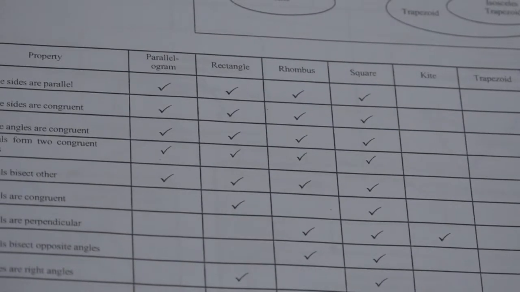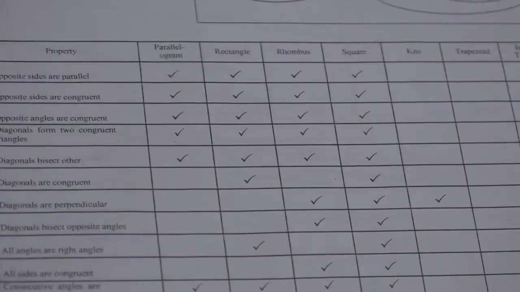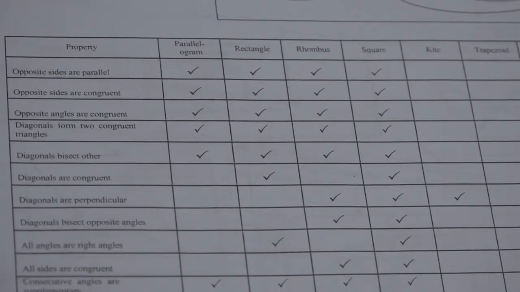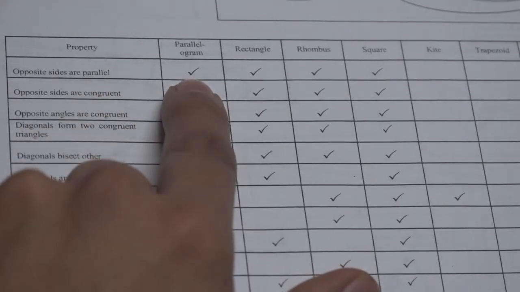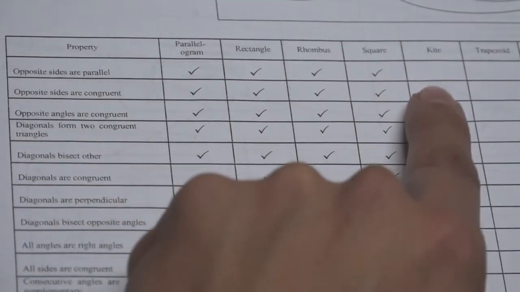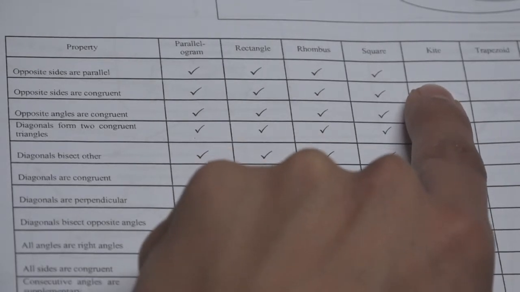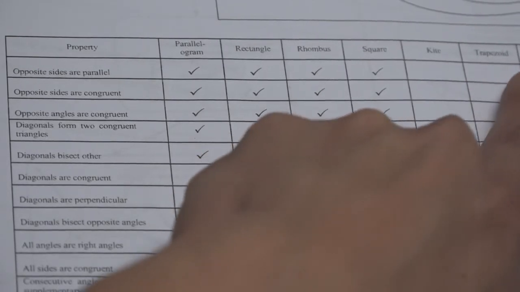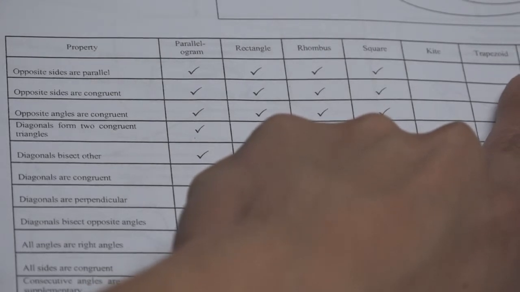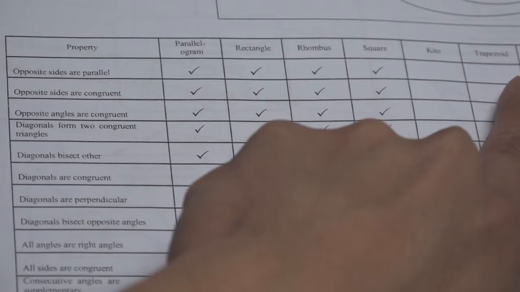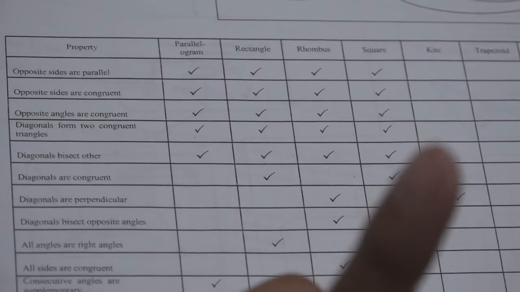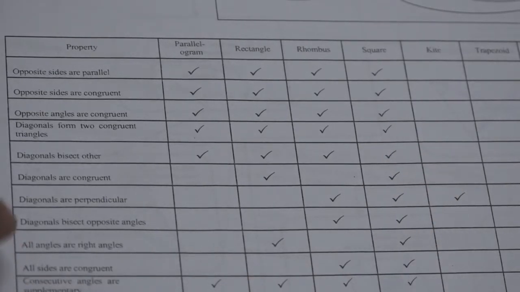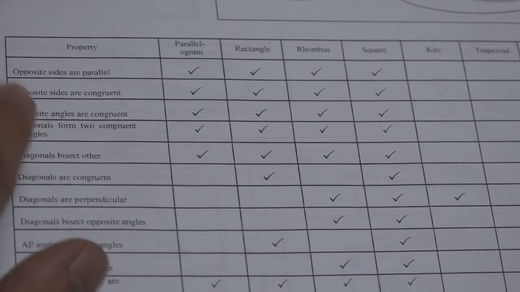Now here what you have is a checklist of all their properties just in case. I'm not gonna go through all of these. For example, opposite sides are parallel. So parallelogram, yes. Rectangle, yes. Rhombus, yes. Square, yes. We know that the kite doesn't have any opposite sides parallel. Neither does the trapezoid, neither does the isosceles trapezoid. Oh yeah, okay, I understand. The trapezoid says that one pair of opposite sides is parallel. Okay, we know that.